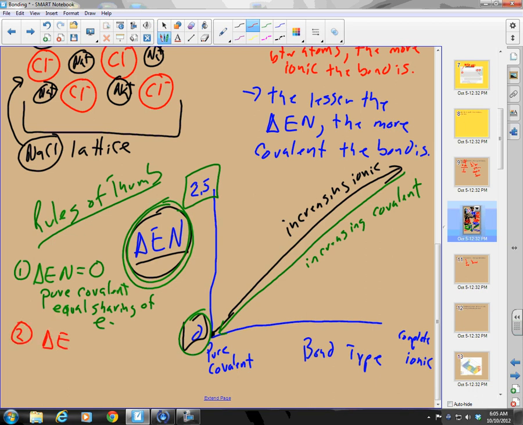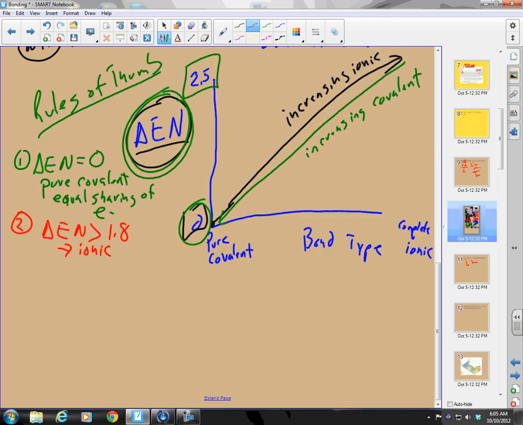Rule of thumb number 2. Delta En greater than about 1.8. Most people would say if it's greater than 1.8, we can call the bond ionic. And really, anything else in between, anything between 0 and 1.8, you can call polar covalent.